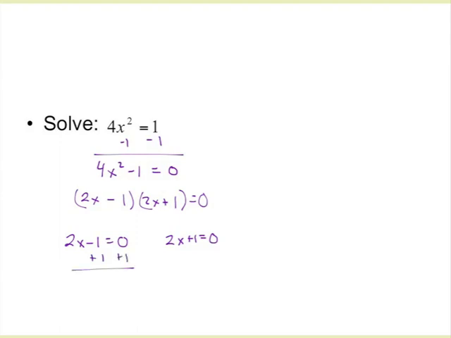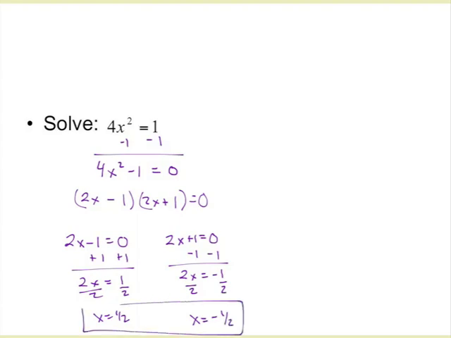So the first one I would add 1, and divide by 2, and I get that answer of x equals a half. That Harrison just said should be an answer. And then I solve the other one by subtracting 1 from both sides, and dividing by 2, and I get x equals negative a half. Should also be an answer.